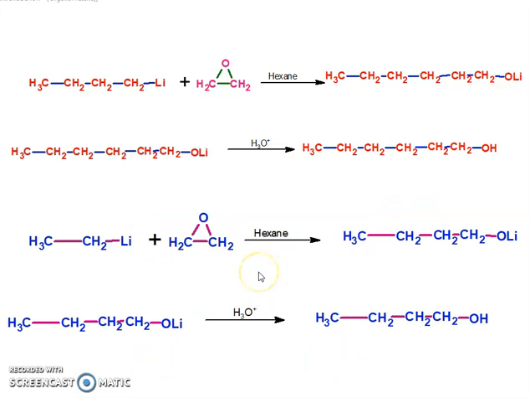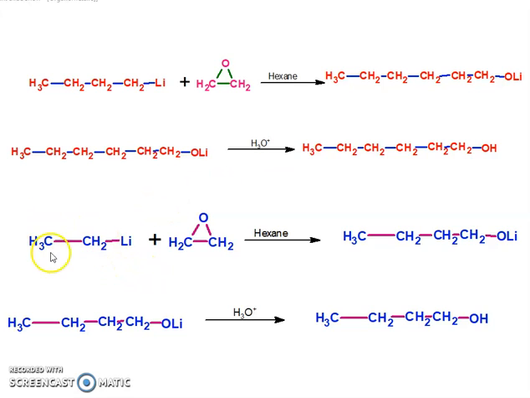Another reaction we have seen: butyl lithium is treated with this to open the ring on this side and form these intermediates, and these intermediates on hydrolysis with water give the corresponding alcohol as the product.